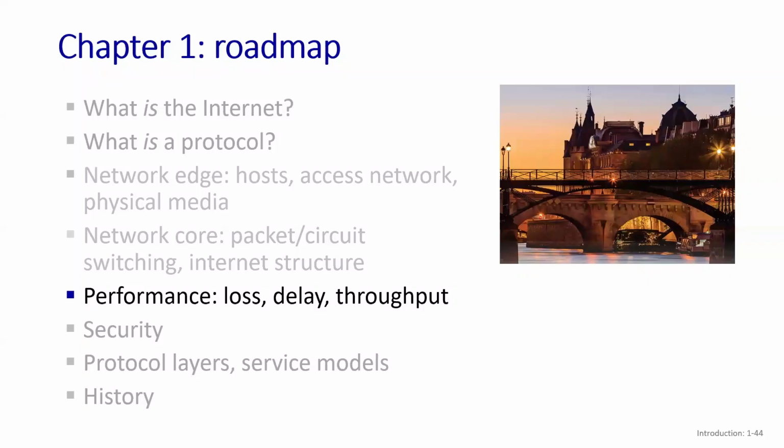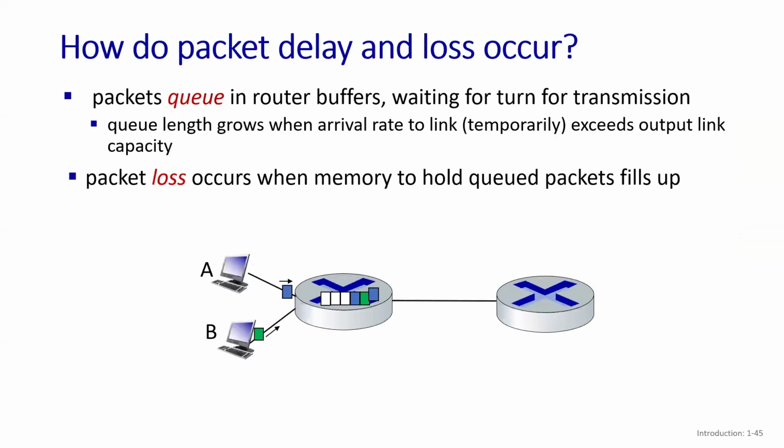Hello and welcome. In the previous video, we looked at the network core. We looked at the difference between packet switching and circuit switching. We also discussed the current internet infrastructure. Now we are going to discuss some of the performance issues related to the networks, in which we are going to discuss delay, loss, and throughput. We'll also discuss a little bit about the security in the networks.